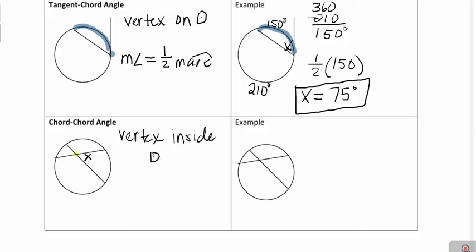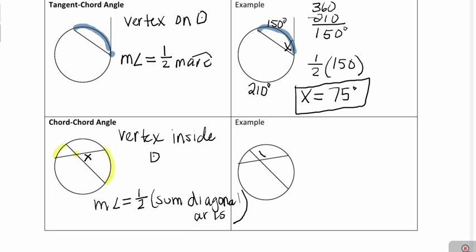So if it's inside of the circle but not on the center point, then the measure of the angle is going to be equal to half the sum of the diagonal arcs. And what do I mean by diagonal arcs? I mean the two arcs that are diagonal from that angle. So this would be one of my arcs. This would be the other one. So we would take those two arcs, add them together, and then take half of that to get the measure of that angle. So let me give you an example.